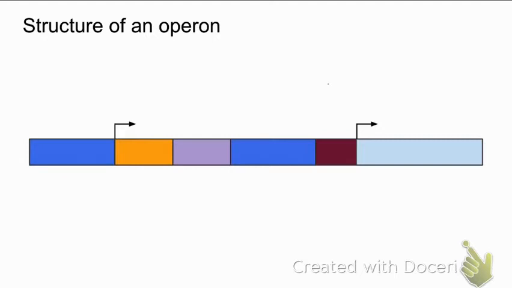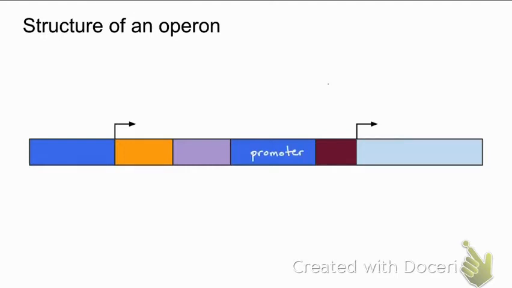An operon is a DNA sequence within prokaryotes that is required to control the expression of genes. Though we're looking at prokaryotes here, what we find is that this serves as a great model for what's occurring within eukaryotes as well. So let's take a look at the basic structure.